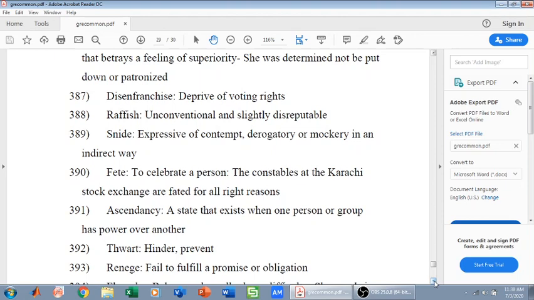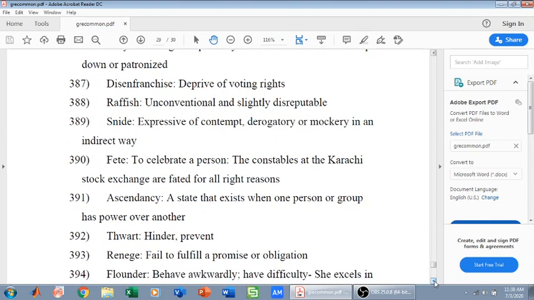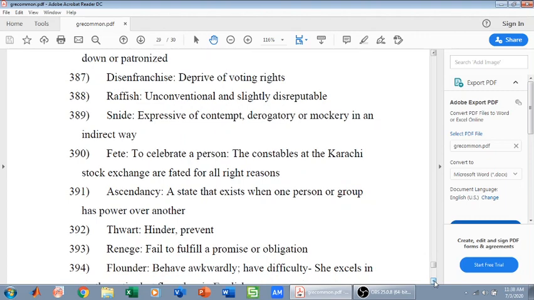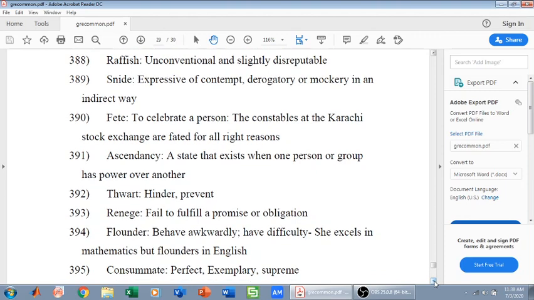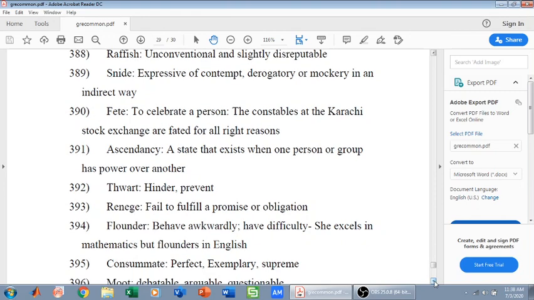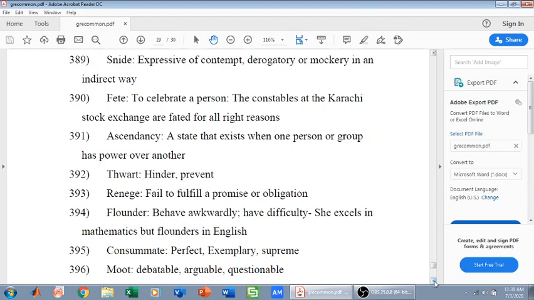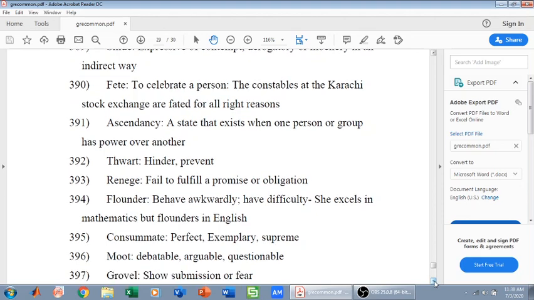Fine. Renege means fail to fulfill a promise or obligation. Flounder means behave awkwardly, have difficulty. For example, she excels in mathematics but flounders in English. So she is good in mathematics but has difficulties in English. Consummate means perfect, exemplary, supreme. Moot means debatable, arguable, questionable.